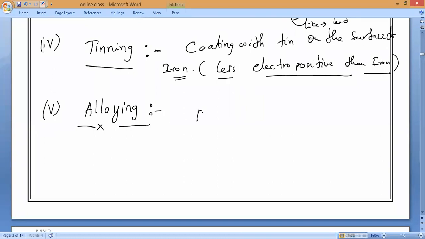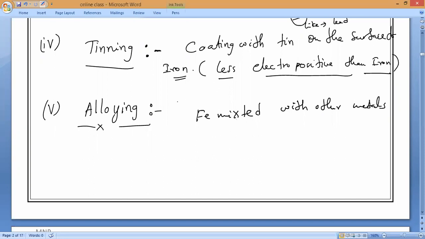Iron is mixed with other metals, so that even though it is a mixture, it won't behave like iron, and it is always protected from corrosion. That is what you have to remember. So the last one is alloying.